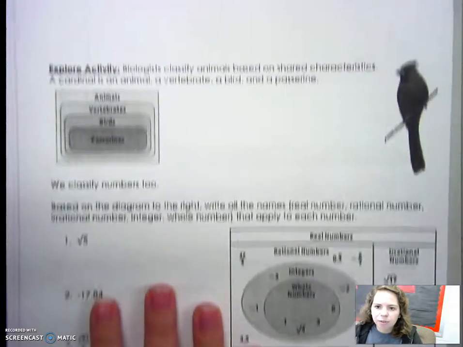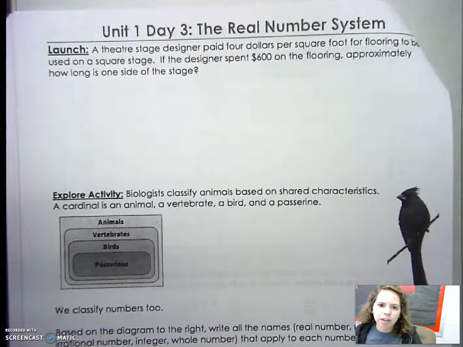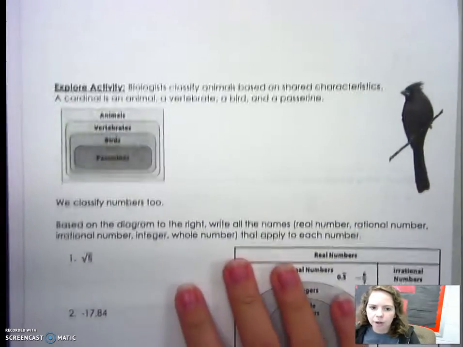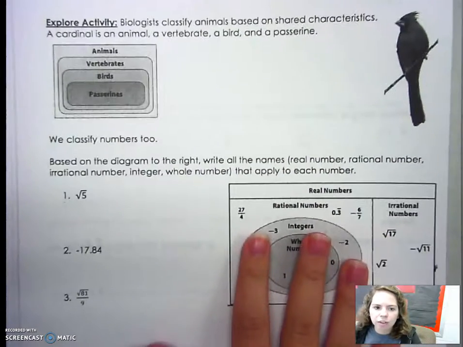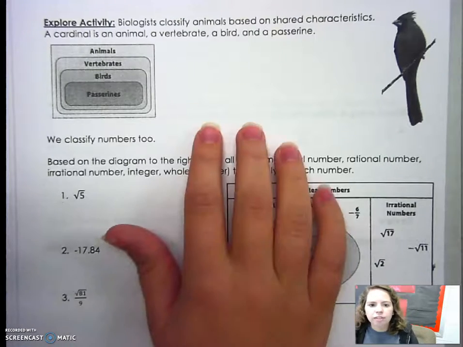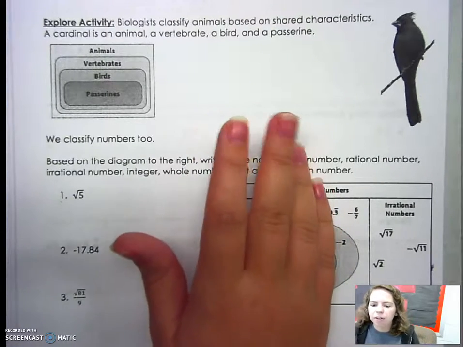Hi everybody. So right now I am on our Unit 1 Day 3 notes, which are starting to talk about the real number system and classifying numbers. Usually when we start classifying numbers, I just kind of remind us how we classify other things too. And one little example that I put on here is classifying birds.